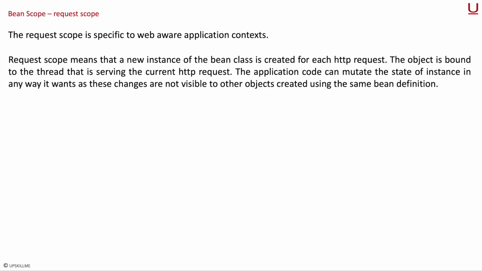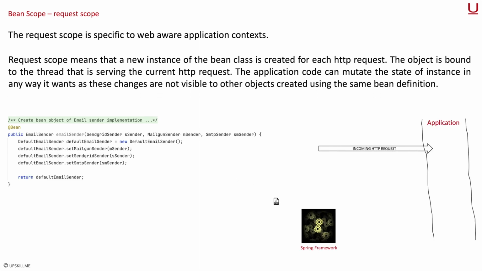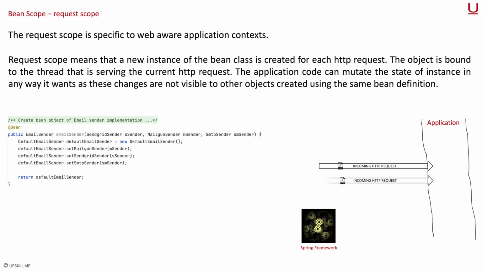The request scope is specific to web-aware application context. Request scope means that a new instance of the bean class is created for each HTTP request. The object is bound to the thread that is serving the current HTTP request. The application code can mutate the state of instance in any way it wants, as these changes are not visible to other objects created using the same bean definition. After the request processing is complete, the bean instance is discarded.